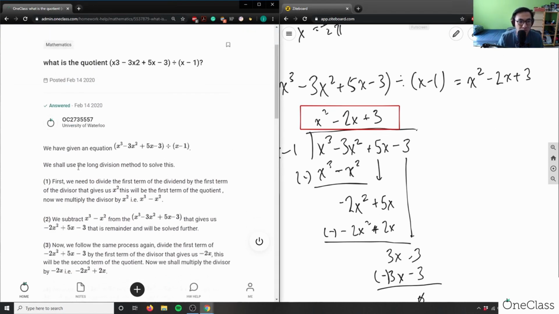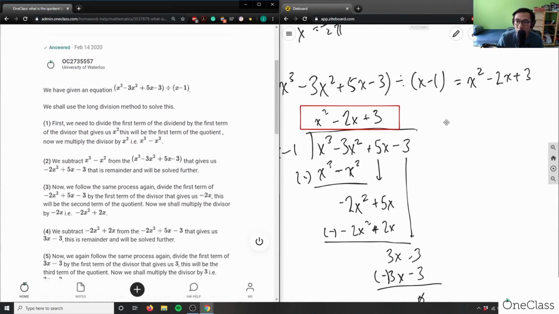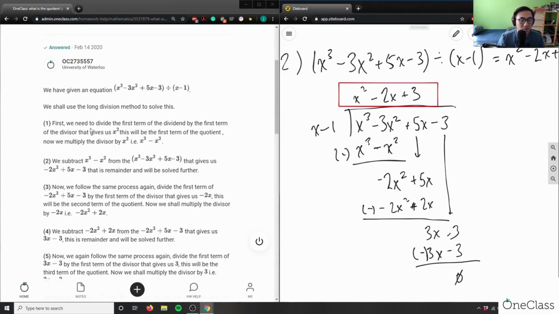Let's verify the solution. We used long division, so it's good. They don't show you the long division here, but I'm pretty sure they're fine with it. First, we divide the first term, which gives x squared, that's good. Then x squared times the divisor gives x cubed minus x squared. You subtract that and get negative 2x squared plus 5x, that's good. Minus 3 is the remainder, to be solved further.